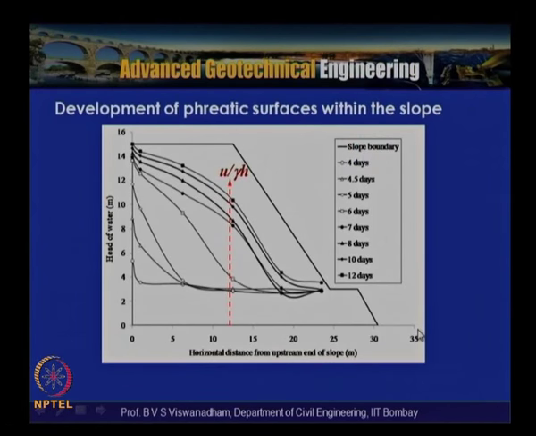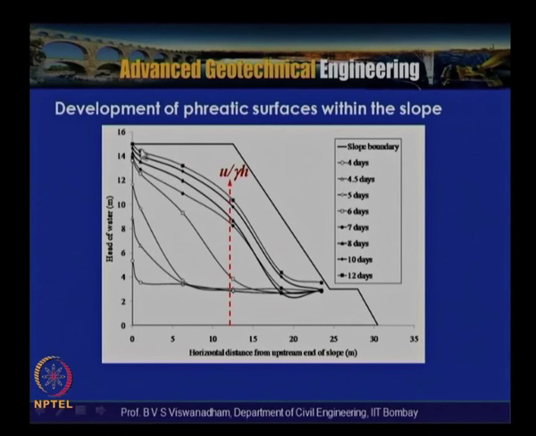Now this is a particular slope which is having an inclination of about one vertical to one horizontal. These lines which are shown here show that if you are inducing a seepage from the side of a slope, then how the phreatic surface will rise through the slope. So you can see here in the fourth day, this is the slope boundary. And in the fourth day, the phreatic surface is only this, and as the flow takes place and as the head is raised, you can see that the phreatic surface climbs up and the pore water pressure, for example, at this particular point continues to increase.